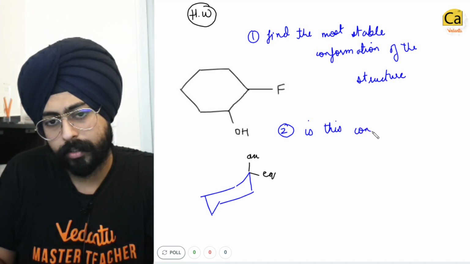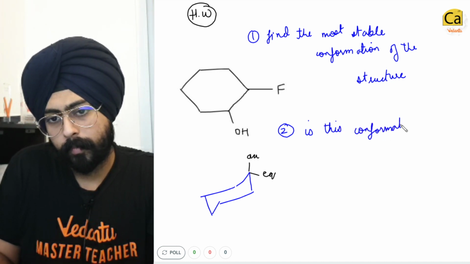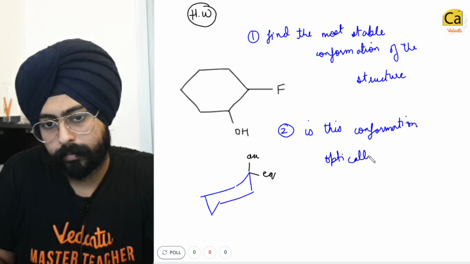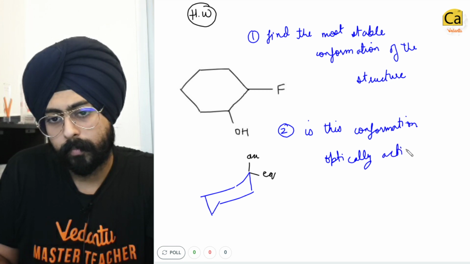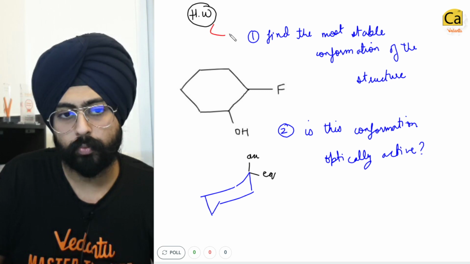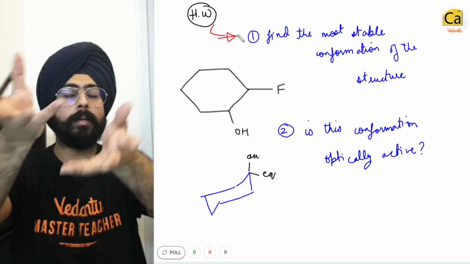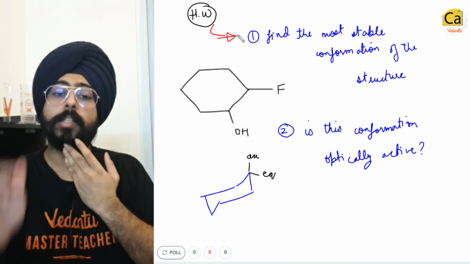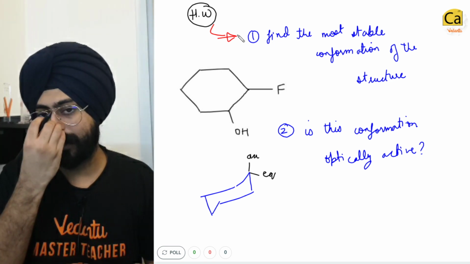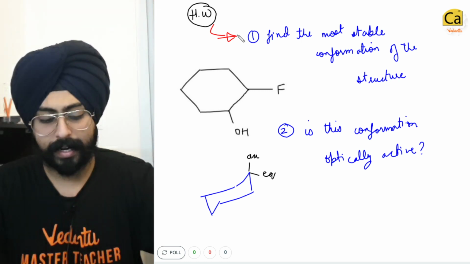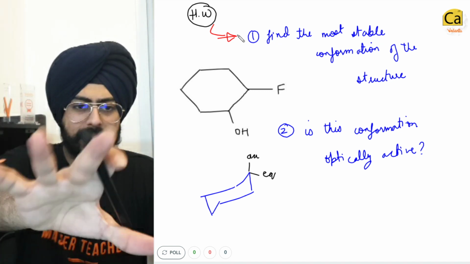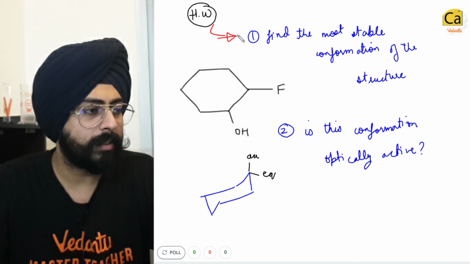Is this conformation optically active? These are the two questions that you have to do as your homework. In the next class, which we will have on Wednesday, we will start from this particular idea. Right now the class is not over. We still have another 15-20 minutes to go, and we'll discuss a few more ideas that we've not touched upon, a few more interesting questions as well. But for now, please make sure you take this as homework.